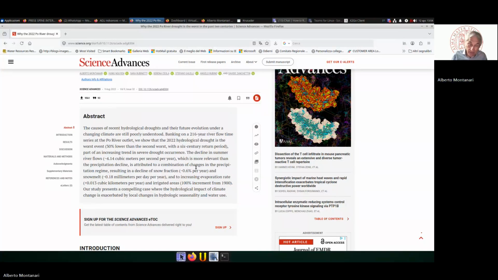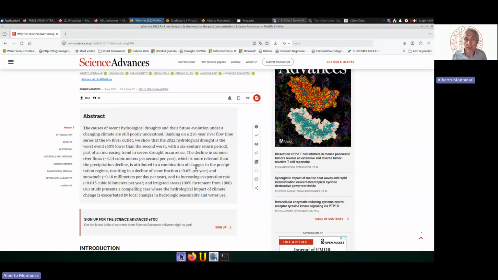And there is an anticipation of the results. We show that the drought that occurred in 2022 is the worst, so the worst in more than two centuries. And there is a second anticipation of the results. This event is also due to an increasing trend in severe drought occurrence. You see, the sentence is very short, but it says a lot of things.